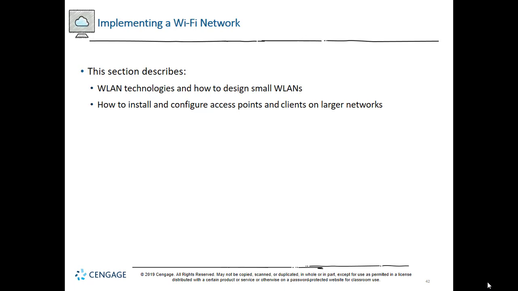What we're going to be running through here is basically how to set up a wireless or Wi-Fi network.